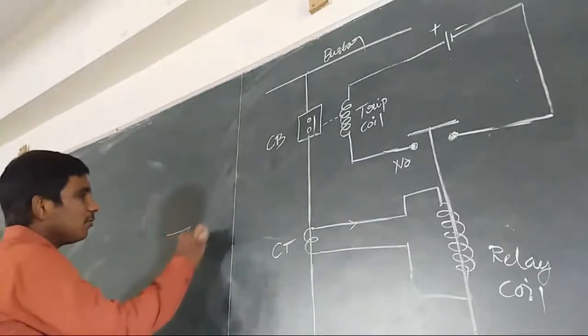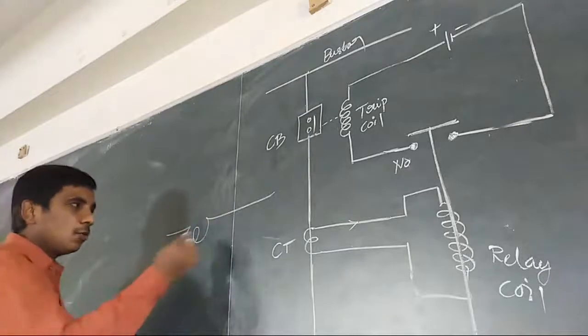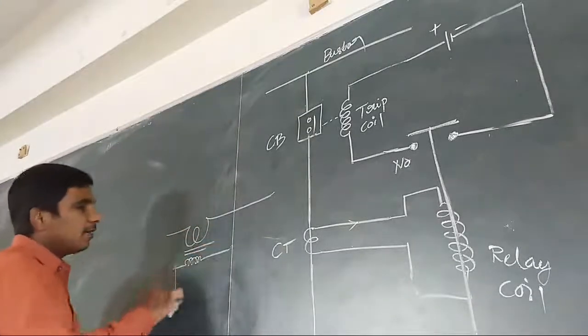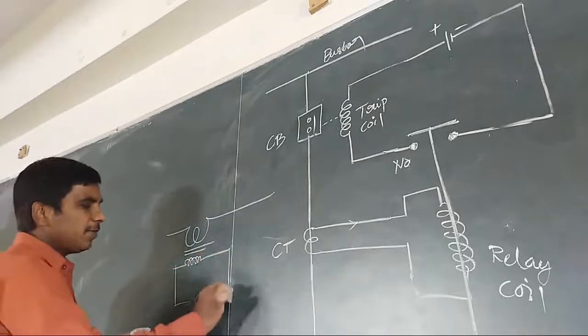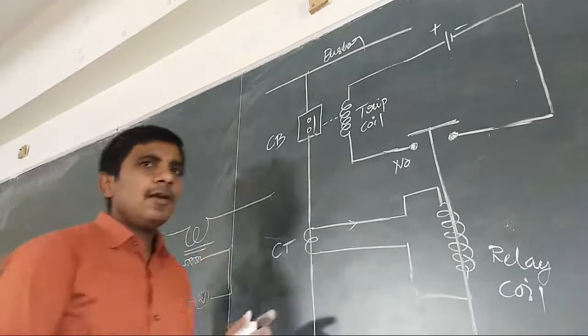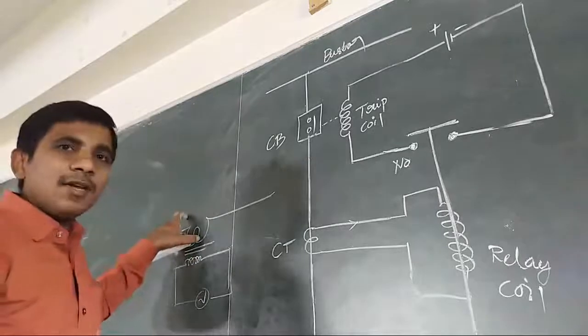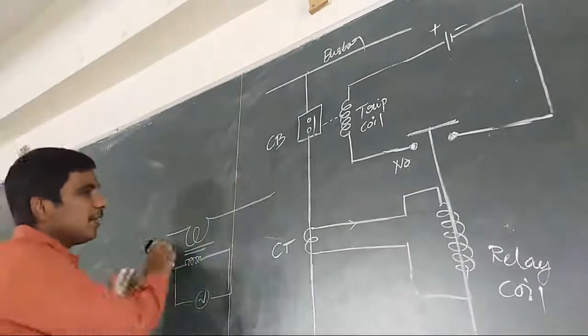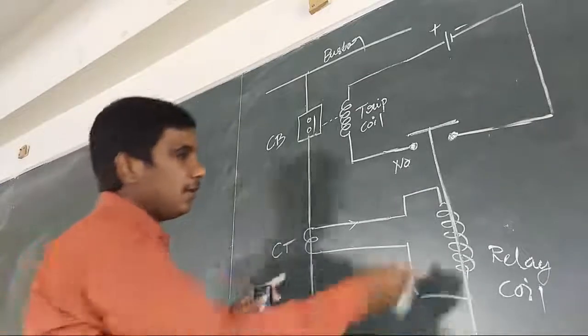The CT has a primary with a single turn or two turns of thick wire. A large number of turns are there for the secondary, and it is connected to an ammeter. That is basically what you studied in measurements. The CT has fewer turns in the primary, whereas the secondary is connected to a meter. The symbol of CT is like this, and the secondary of the CT is connected to the relay coil.